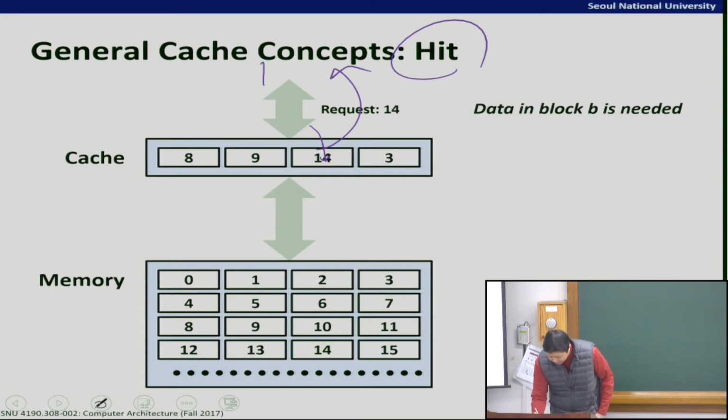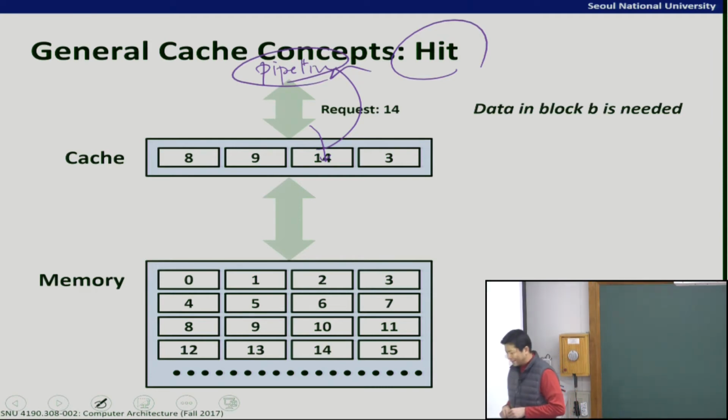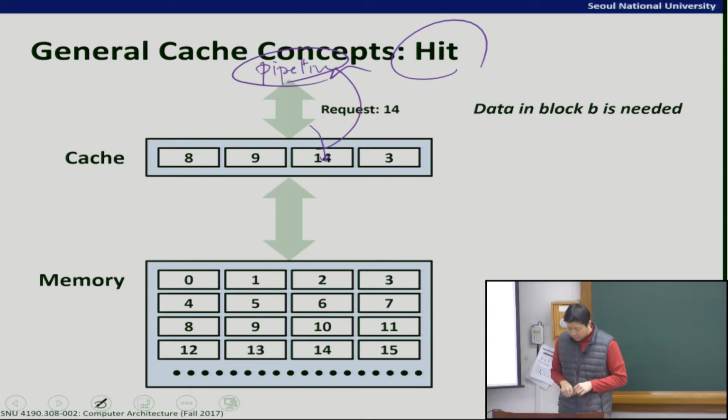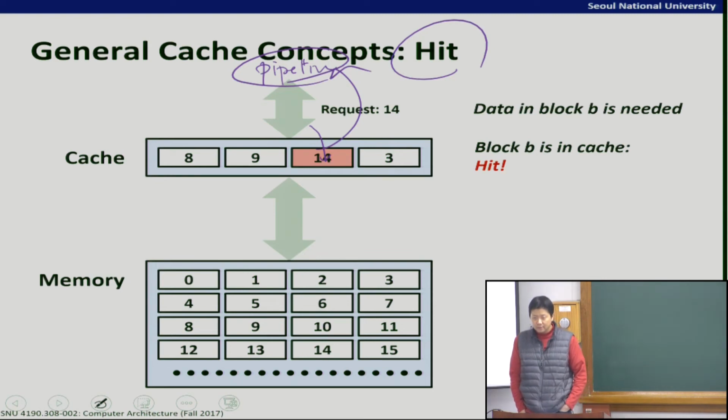Let's say this is the pipeline, because the request actually comes from the pipeline here. The pipeline sends the request to the cache. In this specific example, let's say you want to access a word in block 14. This is called a cache hit because the one we are looking for is currently in the cache, right? So let's say data in block B is needed. In this case, B is 14. And if block B is in the cache, then it's called a cache hit.